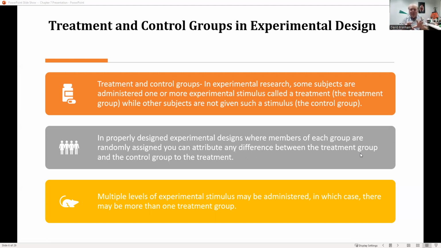Multiple levels of experimental stimulus may be administered. So you may actually have three or four groups. For instance, you may give one treatment group a pill, give another treatment group two pills, and then have a control group who get no pills. And then you can see what the differences are. But you need to have the random assignment, and you need to have the treatment, the independent variable, and be able to manipulate that. You do that by saying, okay, you get a pill, you get two pills, you don't get any pills. That's the manipulation I'm talking about in that example.